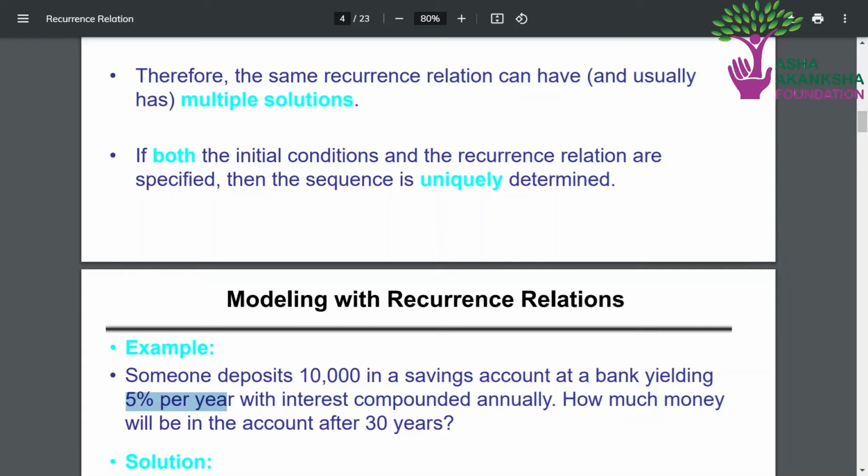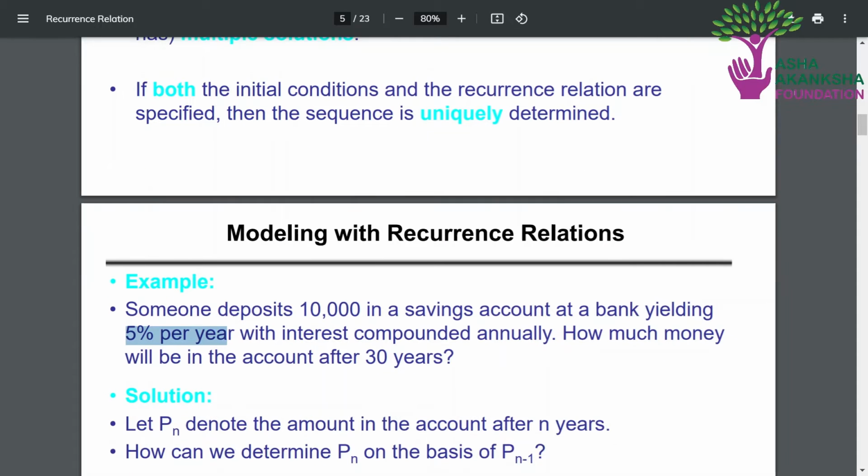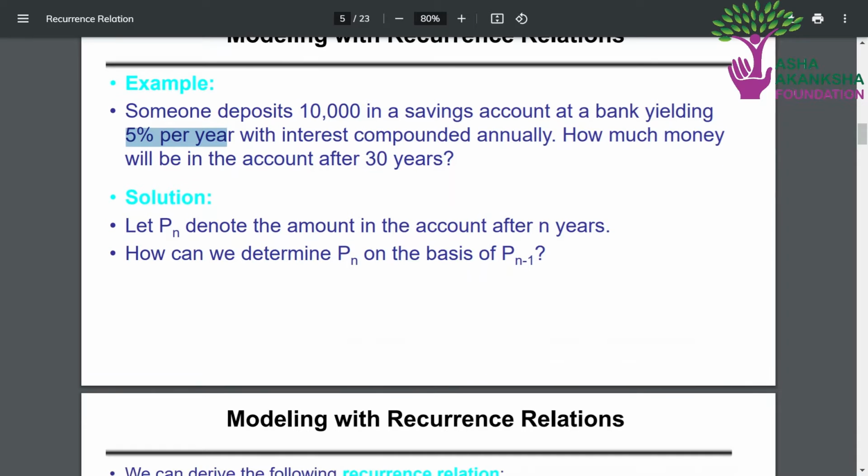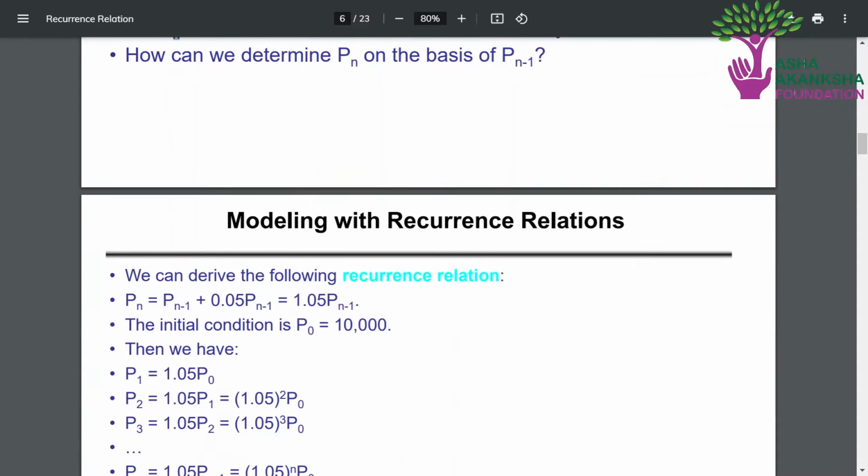And this is a part of a recurrence relation because to determine the nth term it uses the n minus 1, or you can say the previous terms. So we'll now look at this example. Let's consider that Pn denotes the amount in the account after n years, and the n in the subscript denotes n years. How can you determine Pn on the basis of the previous years, that is Pn minus 1, that is on the basis of n minus 1 years? We will now see how we can do that.